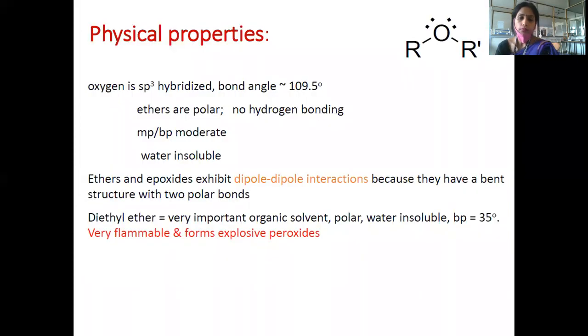Let us see some of the physical properties of ethers. So as we know, oxygen is sp3 hybridized, so there is a tetrahedral arrangement and the bond angle must be 109.5, and they are polar. Ethers are polar, but there is no hydrogen bonding. Melting point and boiling point are moderate and they are not soluble in water. And ethers and epoxides exhibit dipole interaction. Why? Because they have a bent structure with two polar bonds.